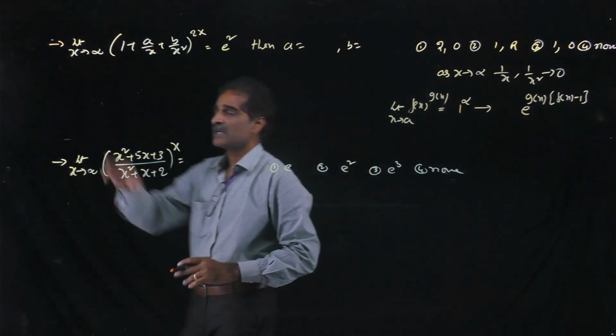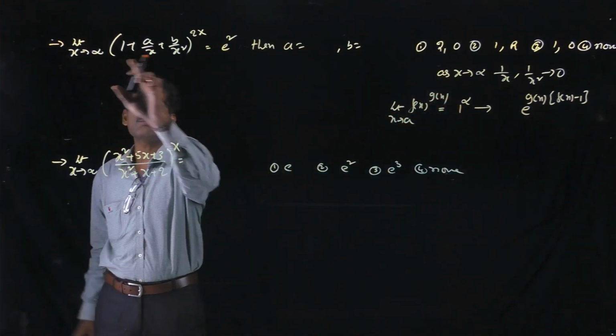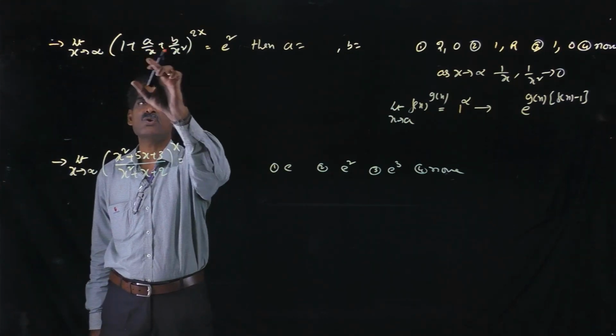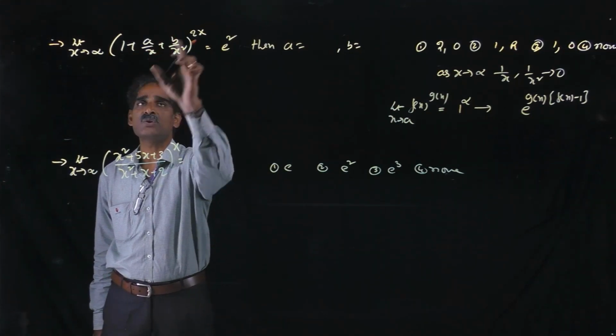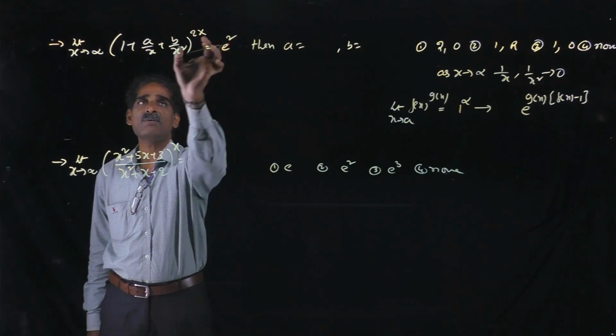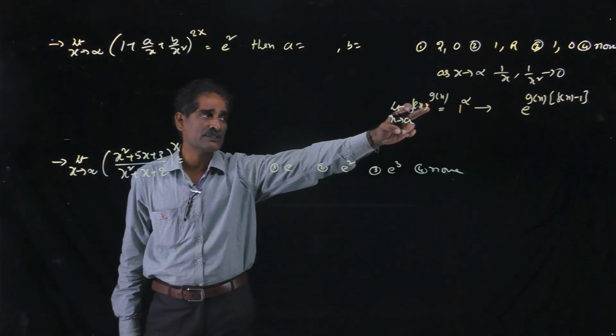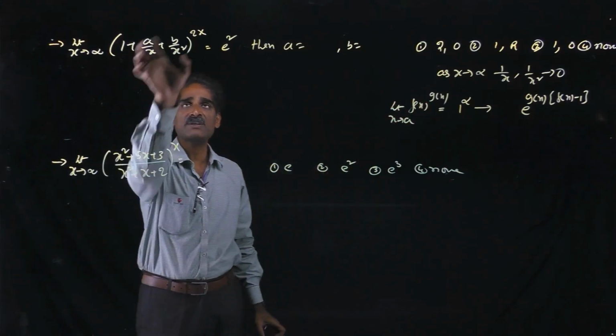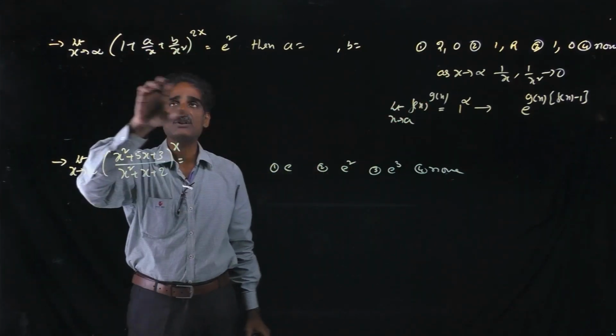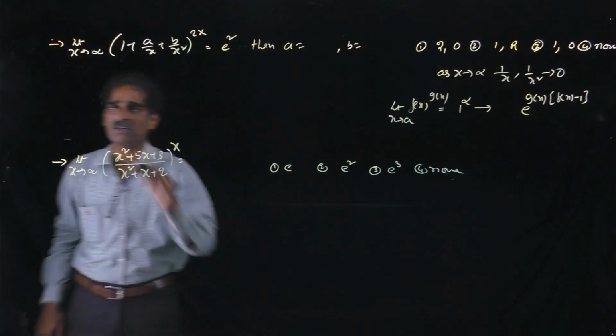Now observe that as x tends to infinity, what about the base? 1 plus 0 plus 0, since 1 by infinity is 0. So it is the 1 power infinity form. It is also getting 1 power infinity, so we have to apply the formula like this. Let us consider this is equal to f of x and this is equal to g of x. Now the form is e power g of x into f of x minus 1.